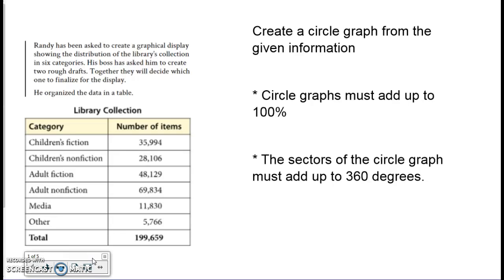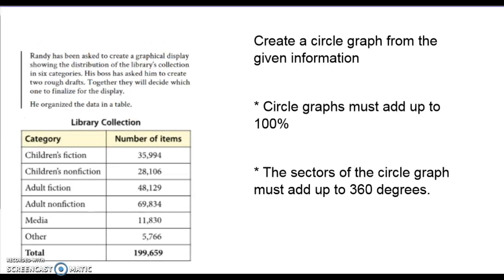Now 2 things to remember. Circle graphs have to add up to 100% when we do our percentages, and also the sectors of the circle graph have to add up to 360 degrees because there are 360 degrees in a circle, right? So let's take a look at how we get that started.